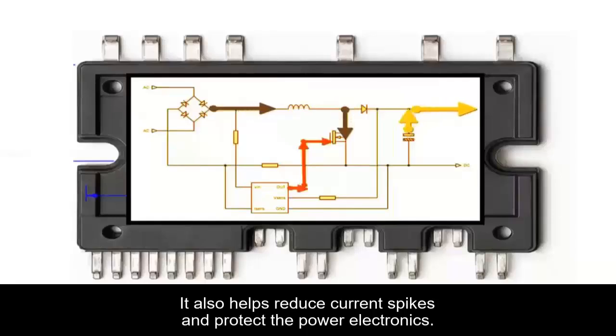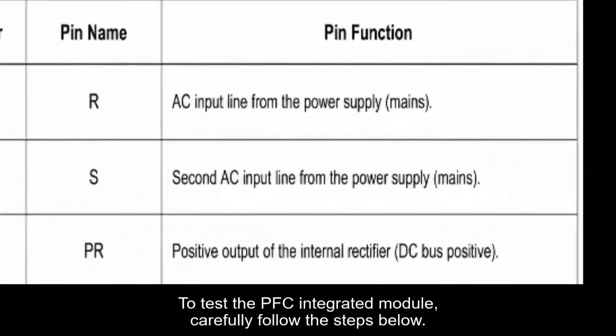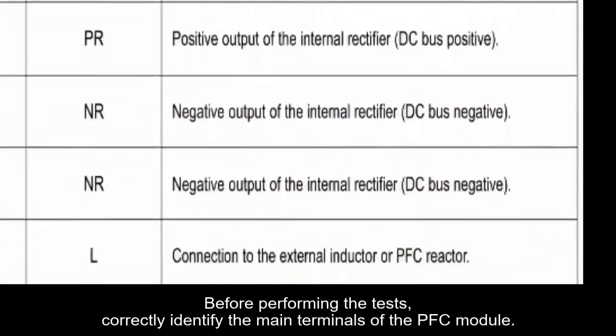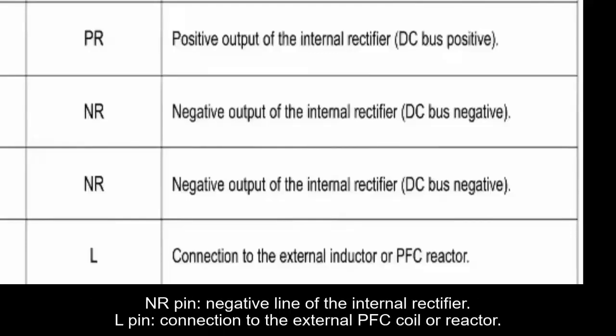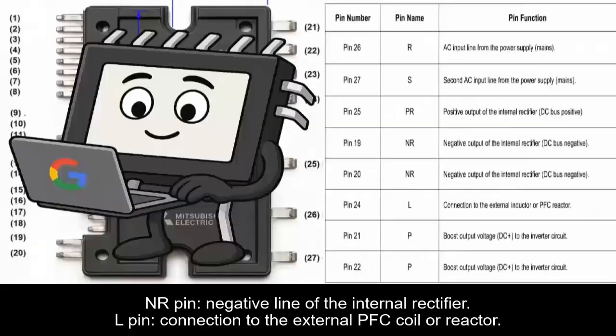To test the PFC module integrated circuit, carefully follow the steps below. Before performing the tests, it is necessary to correctly identify the main terminals of the PFC module. R and S pins, AC input terminals coming from the power supply. PR pin, positive output of the internal rectifier. NR pin, negative line of the internal rectifier. L pin, connection to the external PFC coil or reactor. P pin, final positive voltage output to the inverter circuit.